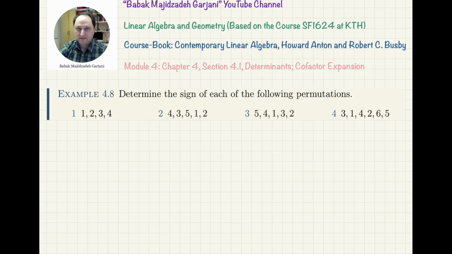Determine the sign of each of the following permutations. Okay, so what should I do? In each case, I should determine the minimum number of transpositions needed to bring these permutations back in natural order. Count the number of transpositions and then -1 to the power of that minimum number of transpositions needed will be the required answer. Okay, so let us see how it goes.